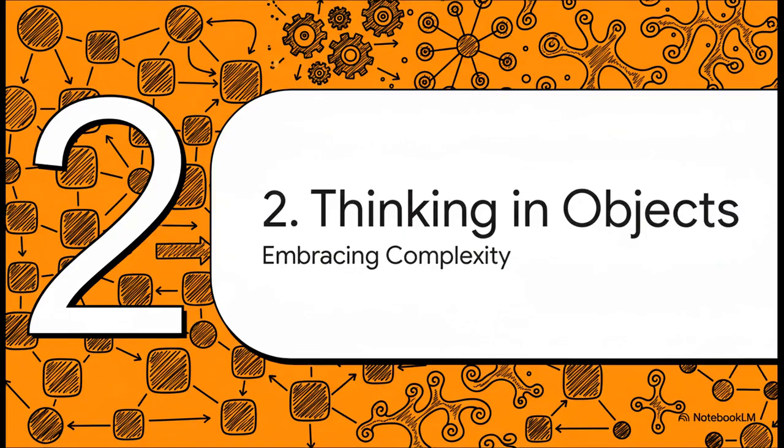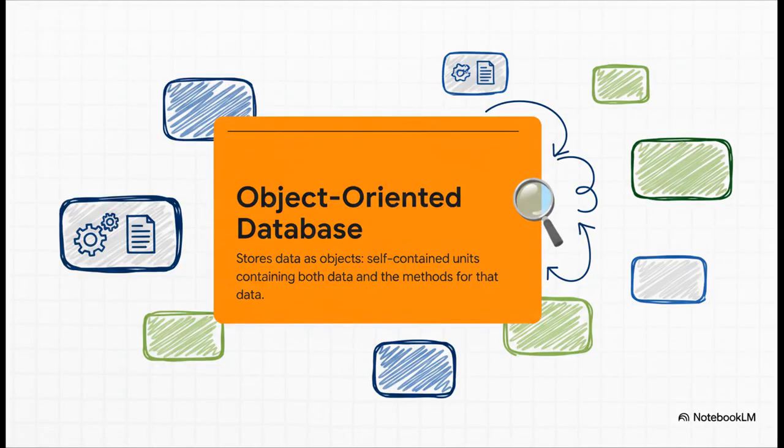Okay, so we've seen the problem loud and clear. Now let's explore a totally different way of thinking about data, one that actually embraces complexity instead of trying to flatten it out. And here it is, the big idea. An object-oriented database, or OODB, doesn't think in rows and columns. Nope, it stores data as objects. And just like in object-oriented programming, these objects are like little self-contained packages. They hold both the information and the code to work with that information, all bundled up together.